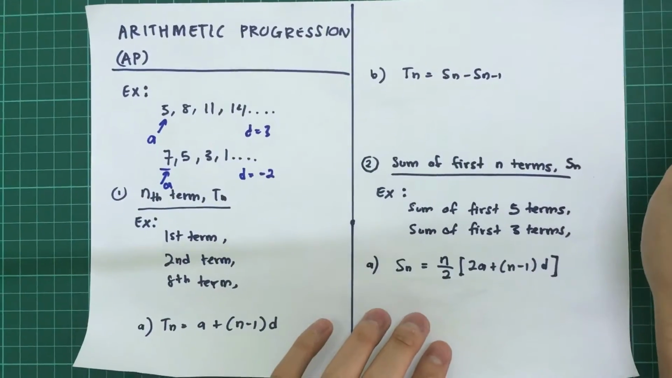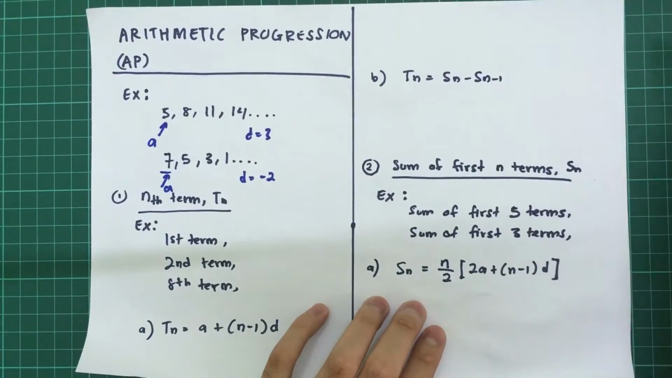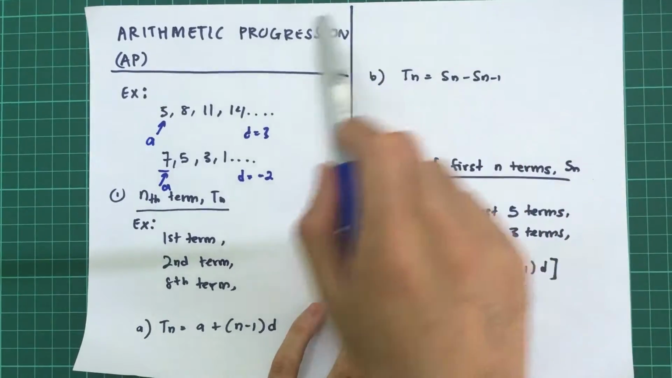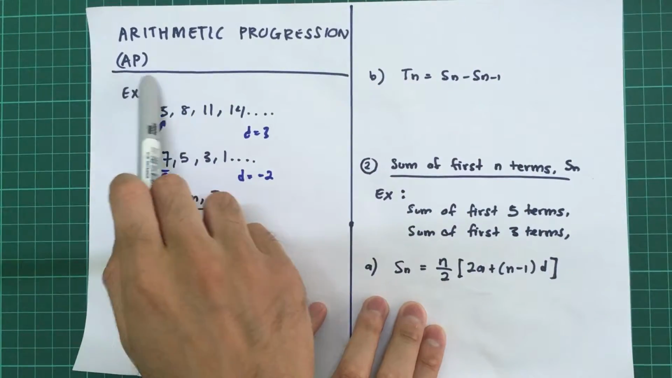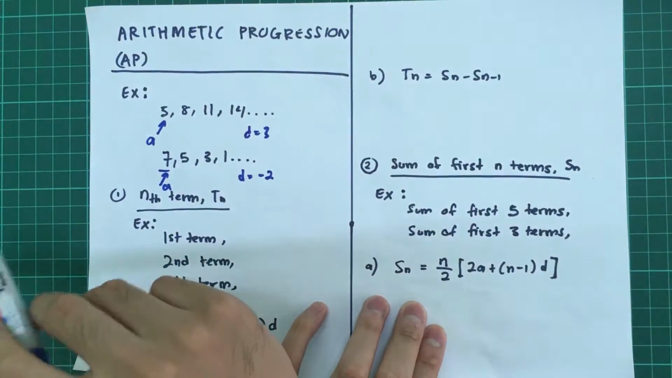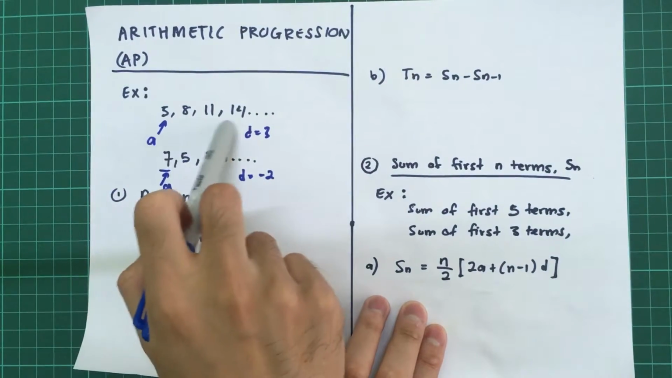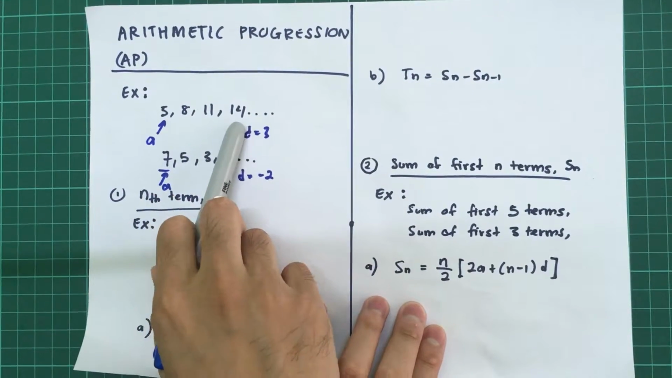Dalam video ni kita akan discuss tentang arithmetic progression. So apa itu arithmetic progression ataupun kita nama singkatan dia adalah AP, arithmetic progression. So it is a series in which the series increase by a constant.